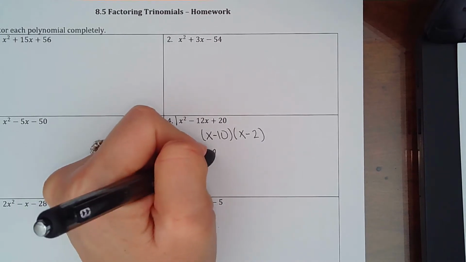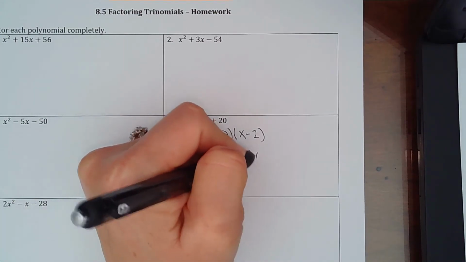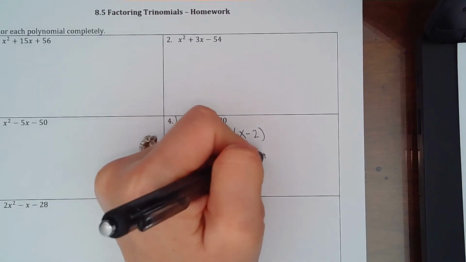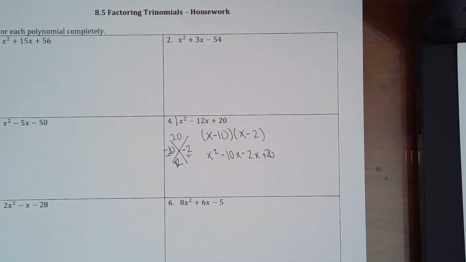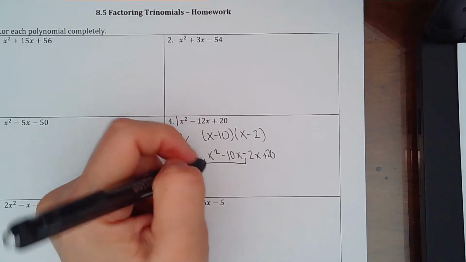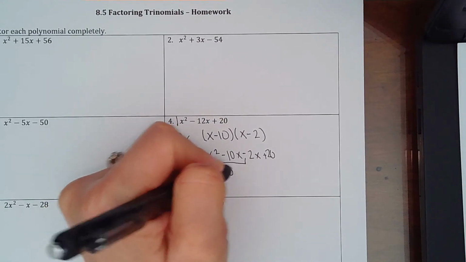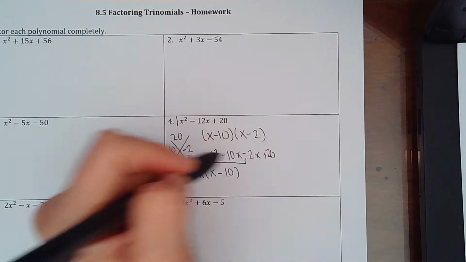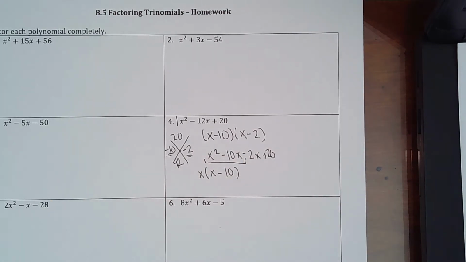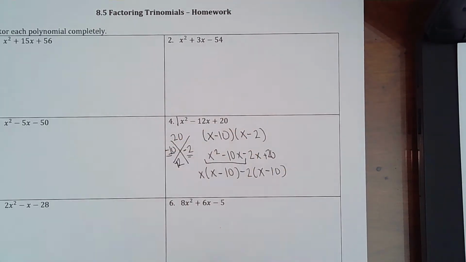So I would have x squared minus 10x minus 2x plus 20. And I would just factor by grouping. So I would factor out my x, and I would have x minus 10. And over here, I would factor out my negative 2 because that third term is negative. So negative 2, and I would have x minus 10.